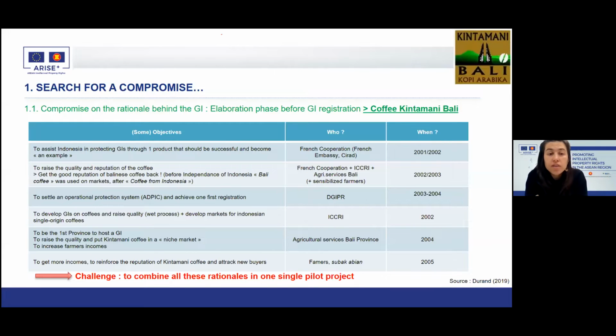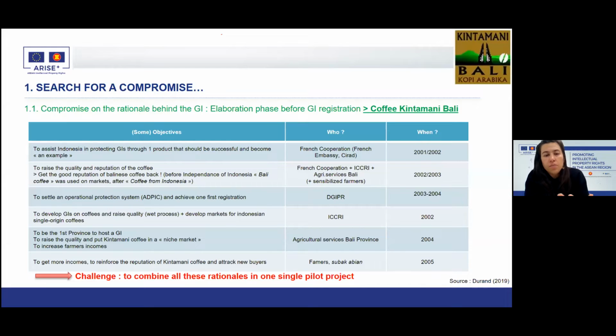But after the independence, it was written coffee from Indonesia. So for these authors, it was very important. That was coming again and again in the discussions. For the National IP Office, the DG IPR, the main rationale was to settle an operational protection system because it was the first GI in Indonesia. So it was also a challenge at national level.